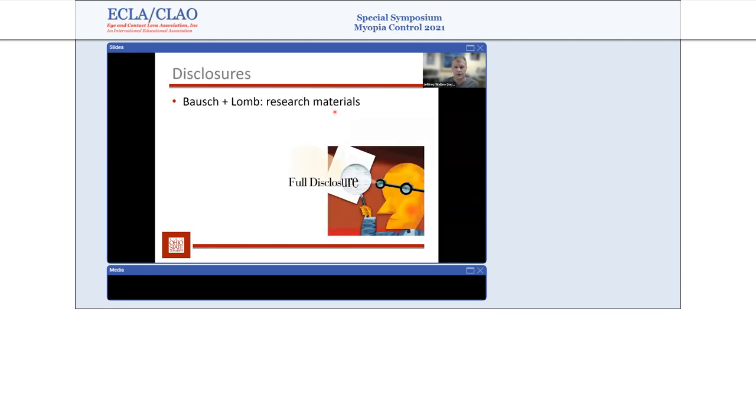I do have one disclosure to provide, and that is that I received contact lens solutions from Bausch & Lomb to use in the BLINK study.